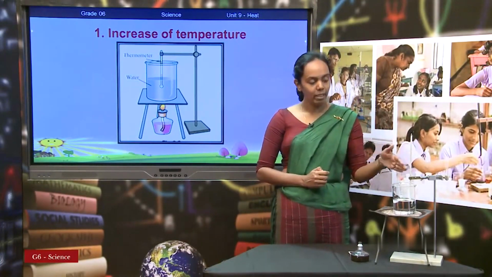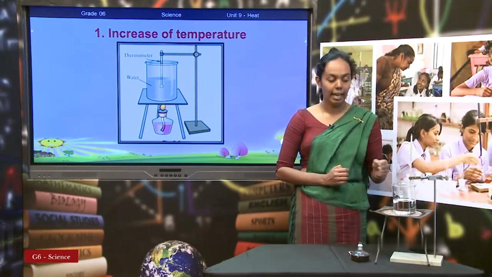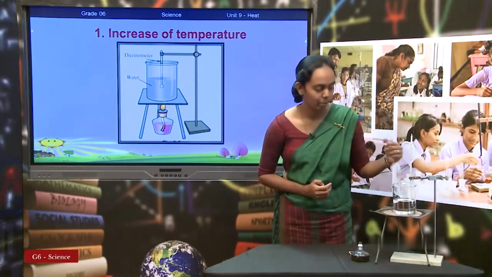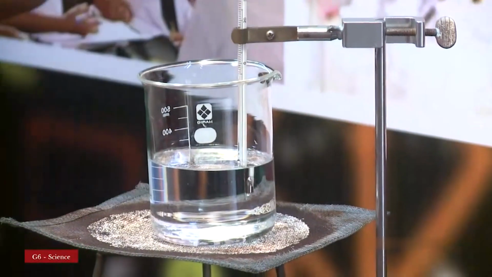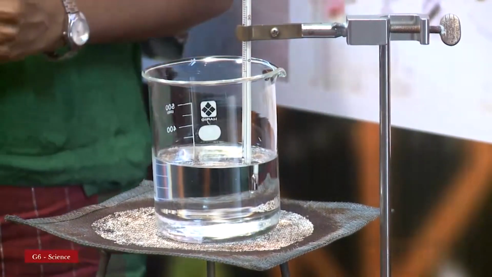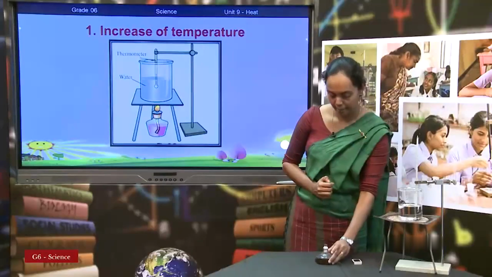When you are fixing the thermometer, you have to know about some special characteristics. The thermometer should be held vertically, and also the bulb of the thermometer should be well in contact with the water. Now I am going to supply heat to this water by using this spirit lamp.